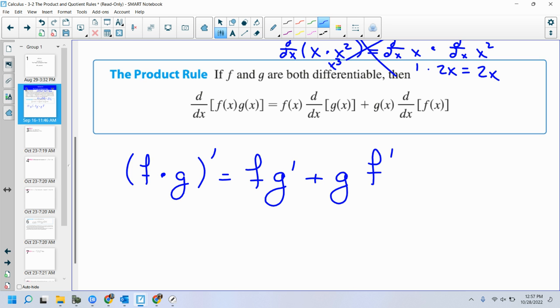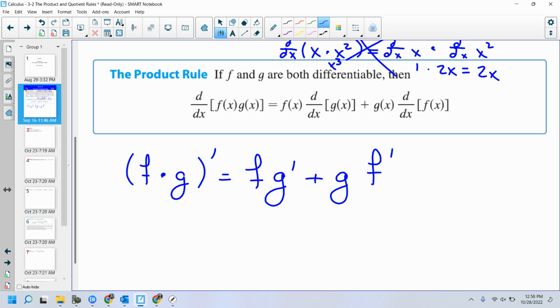Really, order doesn't matter with any of this stuff, does it? Because I've got multiplication and addition. I could say f prime g plus g prime f. I could say g prime f plus f prime g. I could reorder here and it won't make a difference, right? Because I've got multiplication and addition.